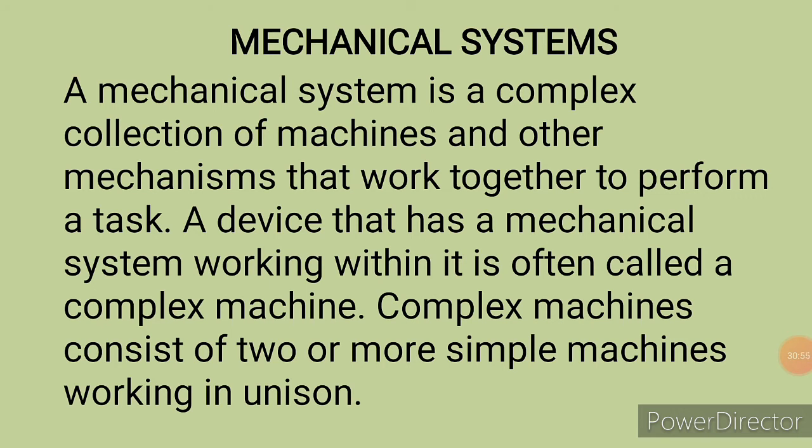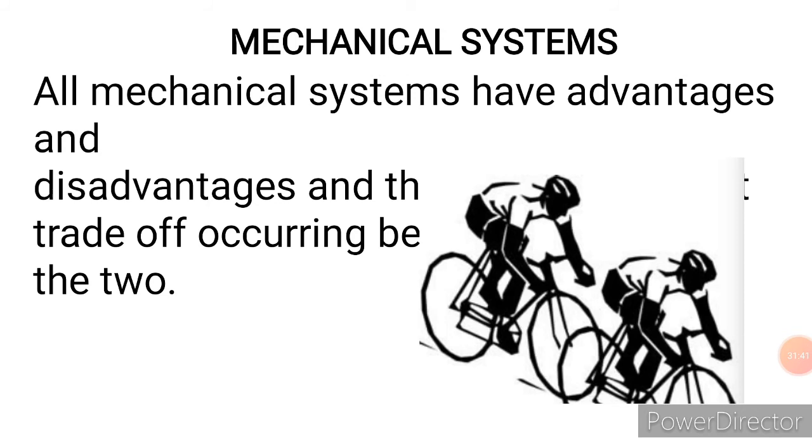Okay, so let's look at the mechanical system. A mechanical system is a complex collection of machines and other mechanisms that work together to perform a task. So what I mean is that we combine two or more simple machines together. We have a mechanical system. A device that has a mechanical system working within it is often called a complex machine. A complex machine consists of two or more simple machines working in union.